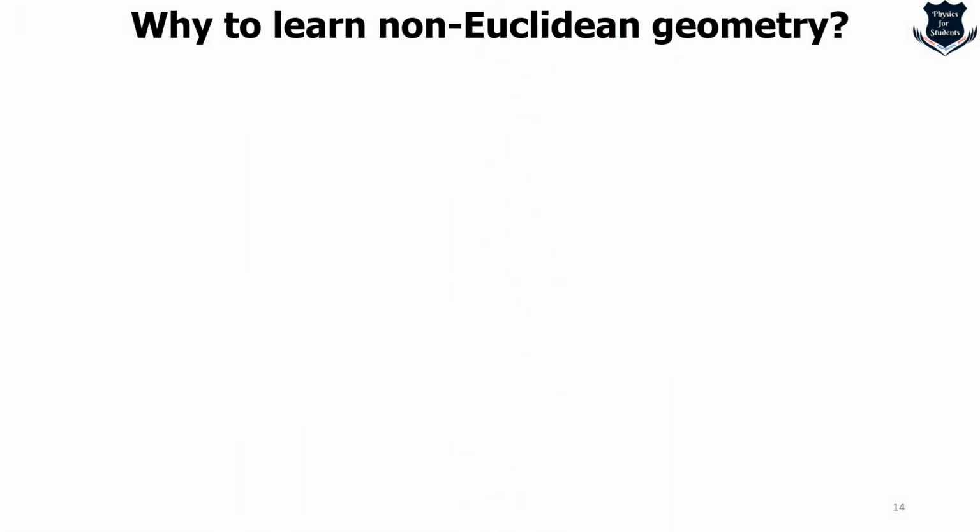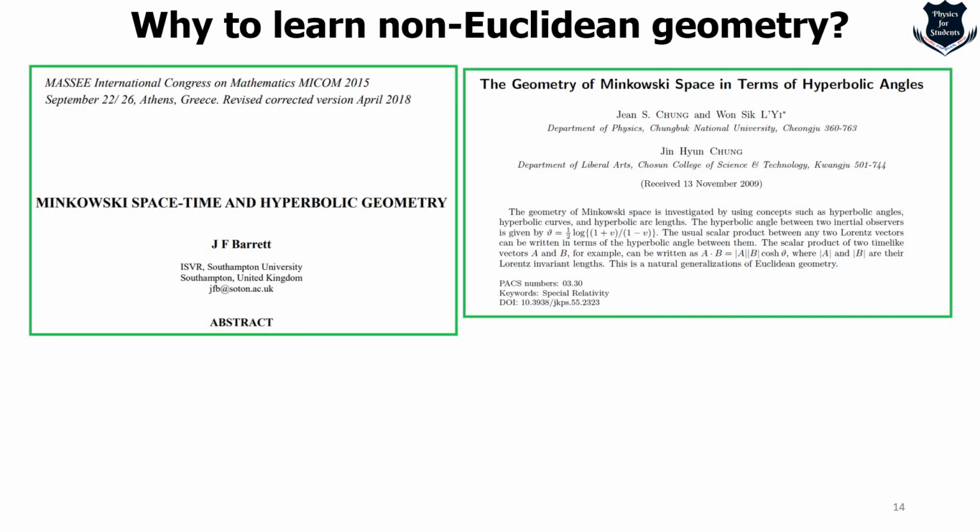Now you can see there are several research papers also. For example, these two research papers actually speak about Minkowski spacetime and hyperbolic geometry, the geometry of Minkowski spacetime in terms of interpreting hyperbolic angles. These are very good research papers taken from arxiv.org. You can go ahead and read it.